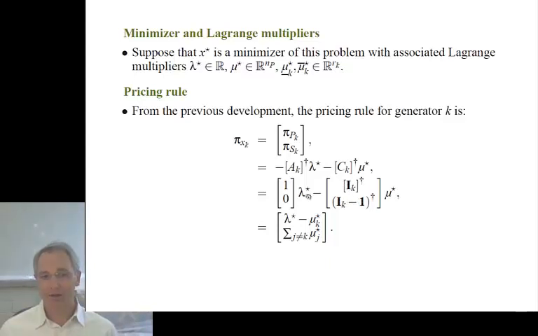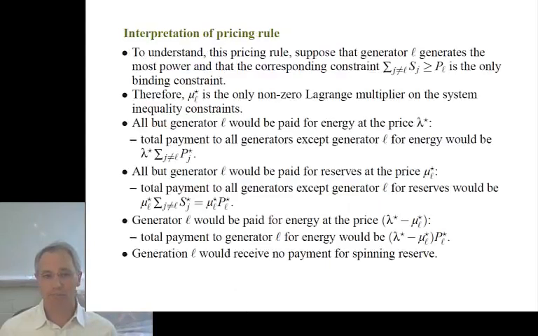Putting that together, that gives me a price for pk that's equal to lambda star, but we subtract off mu k star. The price for sk, however, is minus the sum of mu j over the j's not equal to k. In other words, it's the sum of the mu j's for j not equal to k.